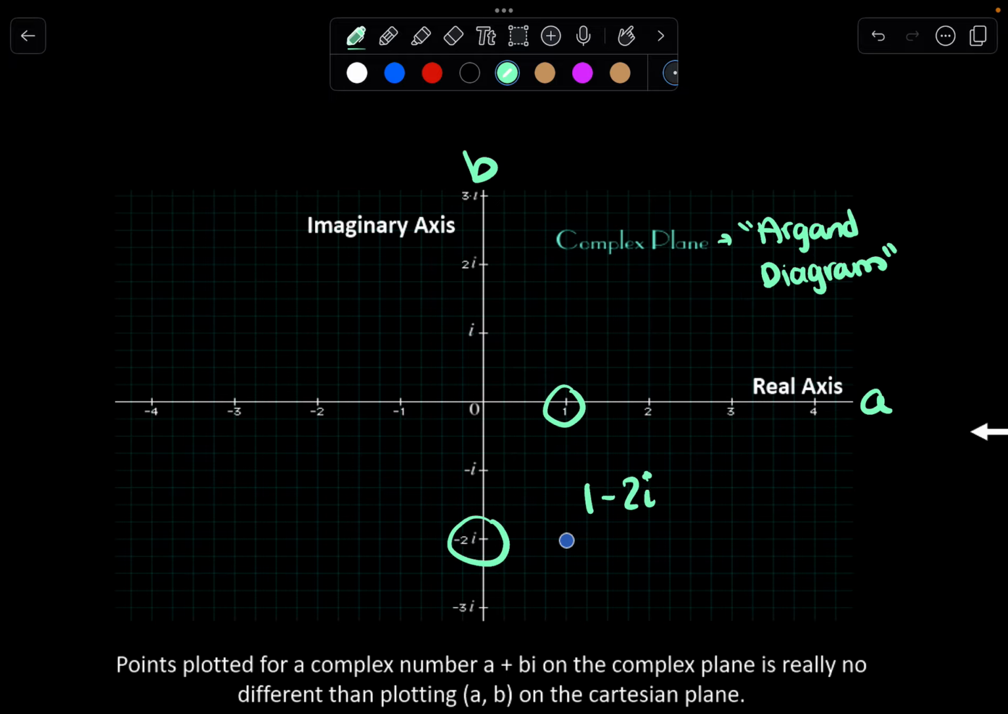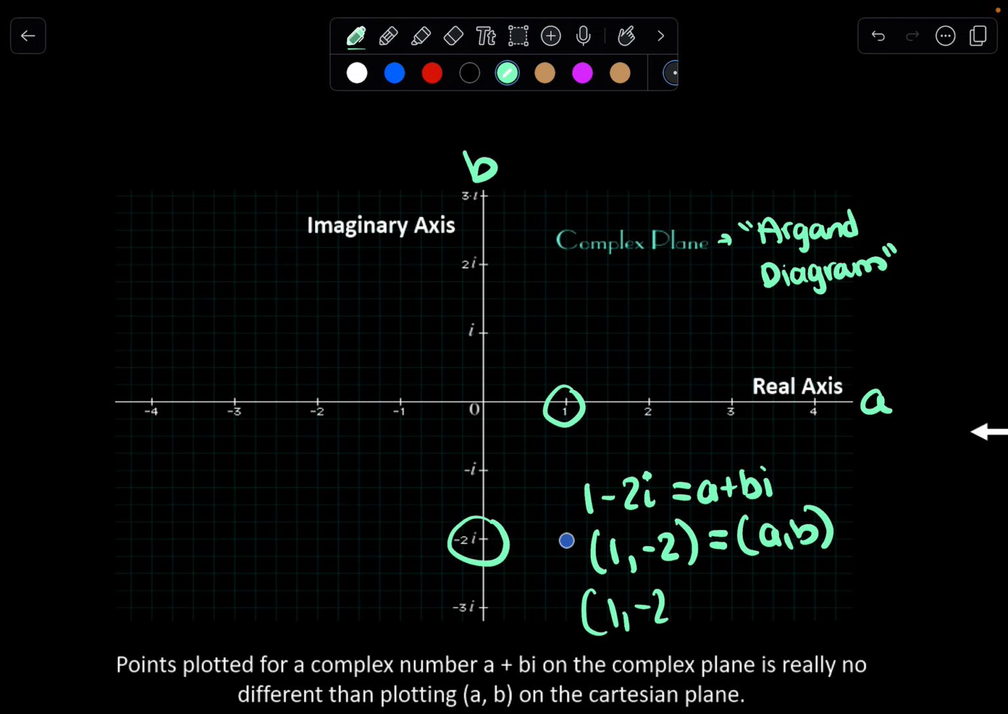But since we are plotting it, we can also write it as a coordinate point. So this is our rectangular form, a plus bi. And then if we were to write it as a coordinate point, we could write (1, -2). You could include the i or not. We are already in the complex plane, so it's implied. So that's also going to be the same as (a, b). So you can also write it as (1, -2i), and this is the same as (a, bi).